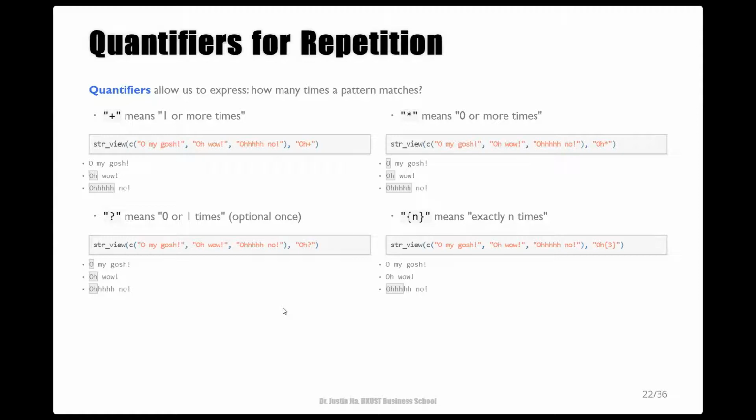The next step up in power involves controlling how many times a pattern matches. And the meta characters used for this purpose are called quantifiers. They include the plus sign, which means one or more times. The asterisk means 0 or more times. The question mark means 0 or 1 time. We can also specify the number of matches exactly by using curly braces around a number.